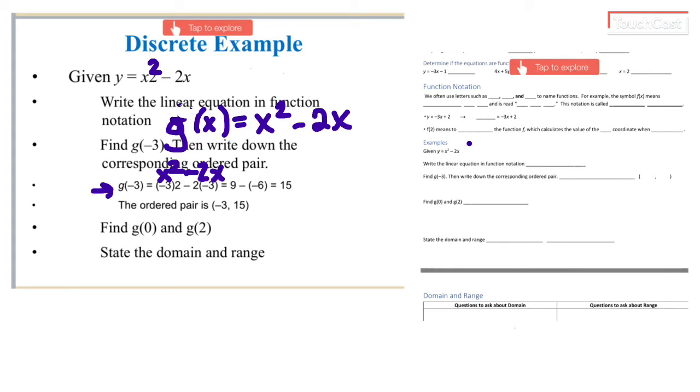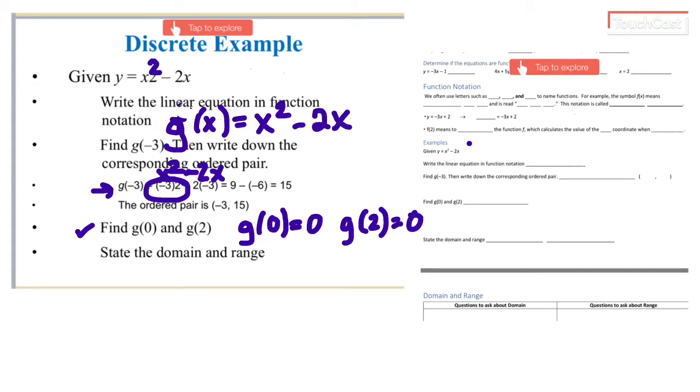Now, do be careful. Make sure that you put things in parentheses when you square them, because if you plug -3 squared into your calculator with and without parentheses, it's going to give you two different answers. So always when you evaluate, use those parentheses. What you should get out is 15, and then you can find g of 0 and g of 2 as well for practice. So what you should get out for g of 0 is 0, and you should get out the same thing for 2.